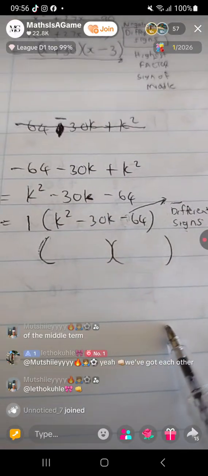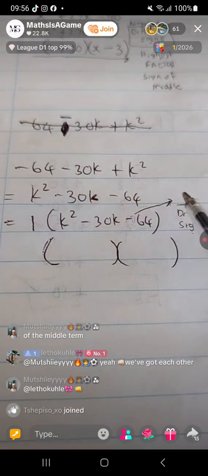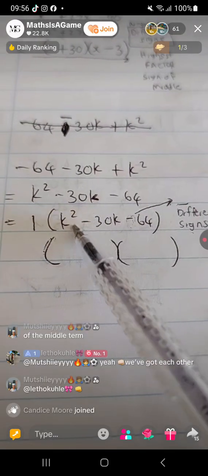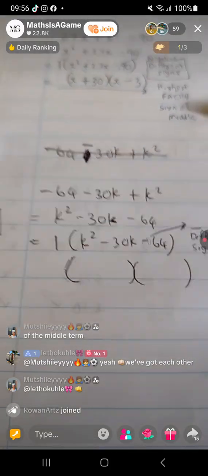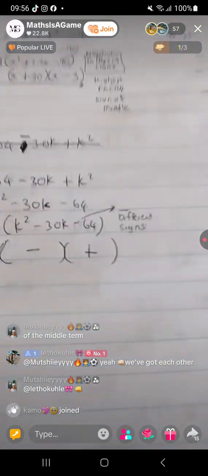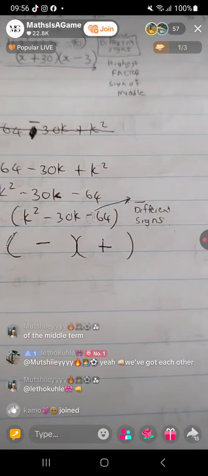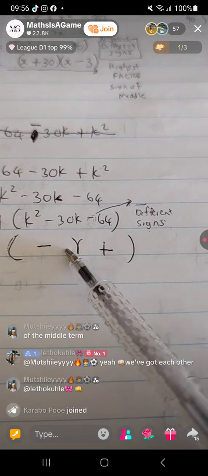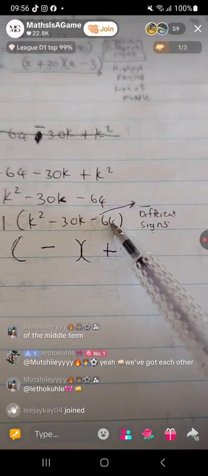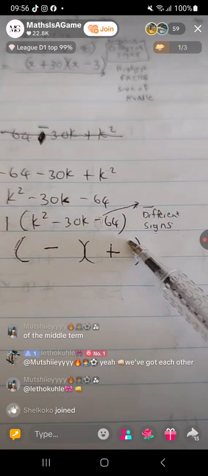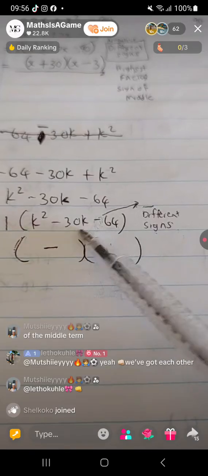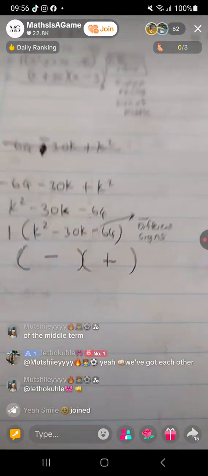What are you expecting? You are expecting to have different signs inside the bracket, but the sign of the highest factor will be negative. So we are going to say negative, positive. Me, I like starting with the highest factor, guys. I'm not going to lie to you. So let us go ahead and write down the highest factor. We are going to look at the factors of 64, and hopefully we want those numbers that we will add together, which will give us negative 30.